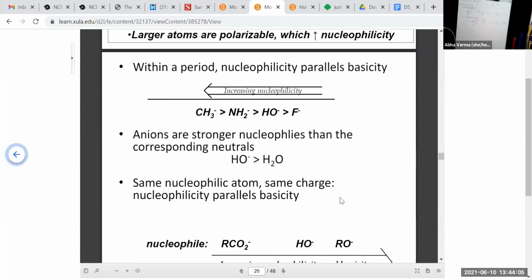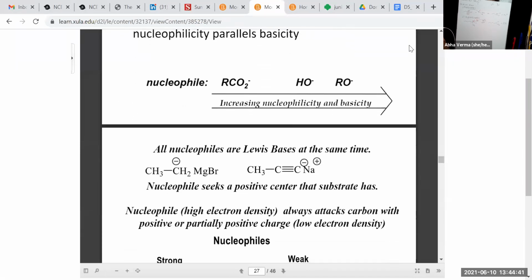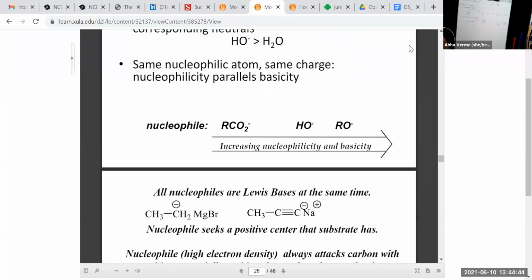If you remember, acidic character increases as we go from left to right, and hence the basic character increases from right to left. It is just the opposite of acidity. Nucleophilicity is also following the same trend. However, when you go down, we will see a little bit of that difference.